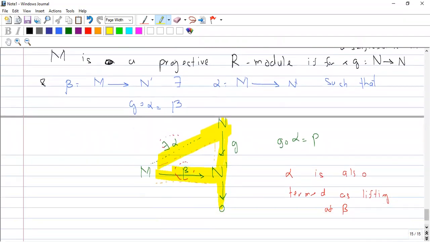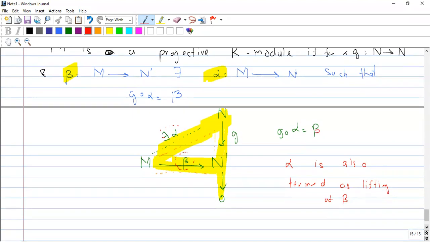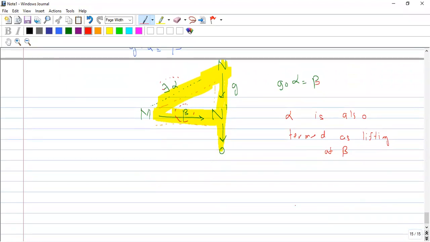whenever a beta is given, which is an R module map from M to N dash, you can always find its pre-image. And what is the pre-image? It is an alpha, which is an R module homomorphism from M to N dash, such that its composition with G is equal to beta. So these are three equivalent conditions defining a projective R module.